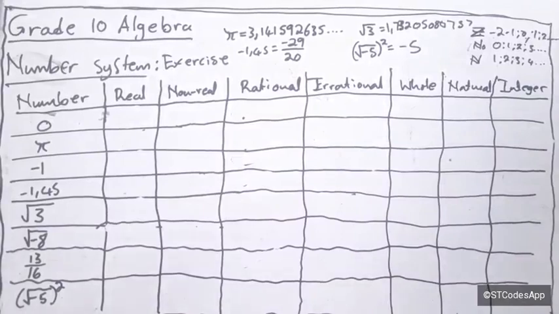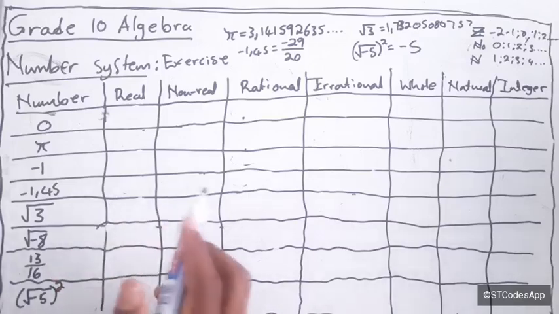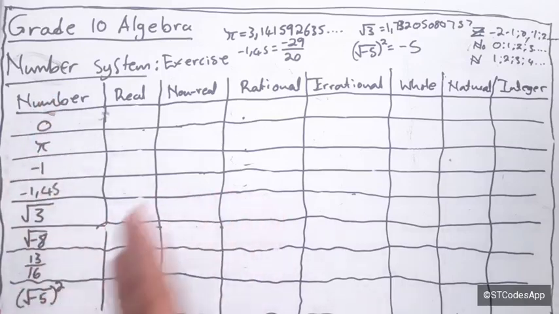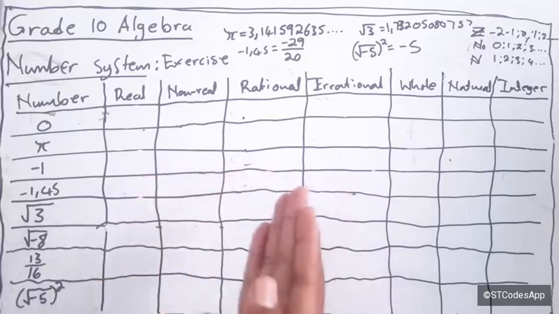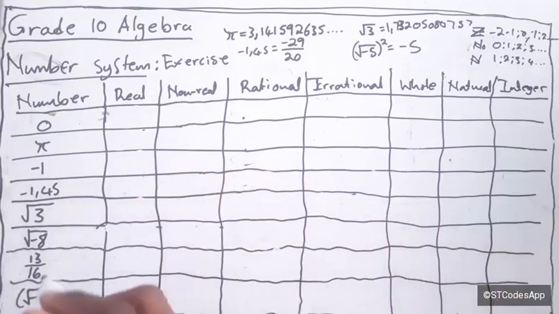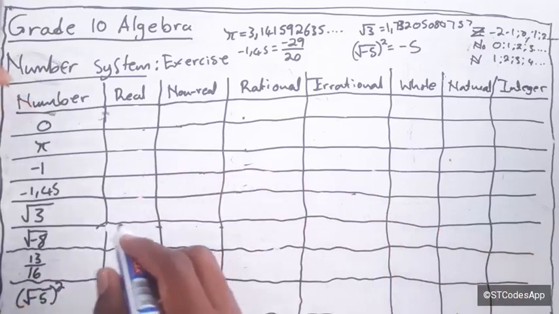Well, it's an exercise for number system. Here in this exercise, you will be ticking where each of these numbers lies. Is it real, non-real, rational, irrational, whole number, natural, or integer? Well, let's get down. So we're given 0 here.